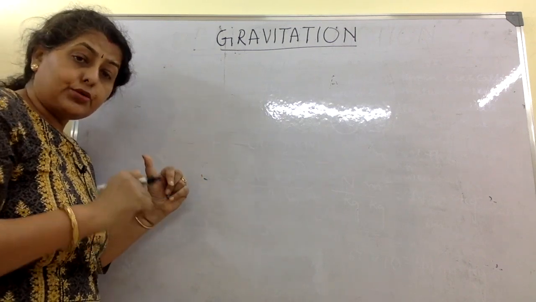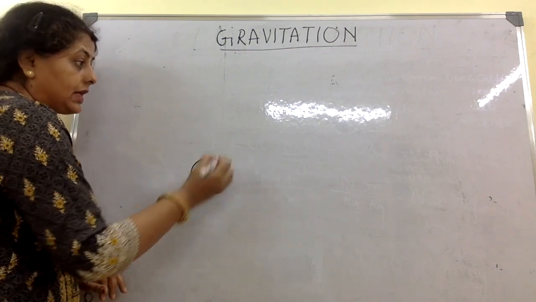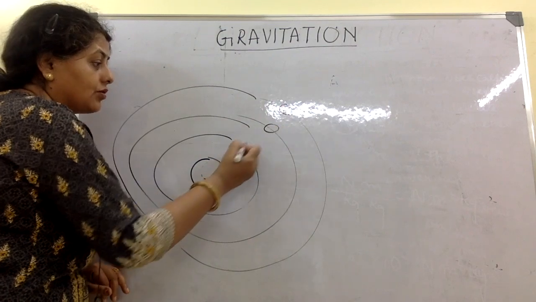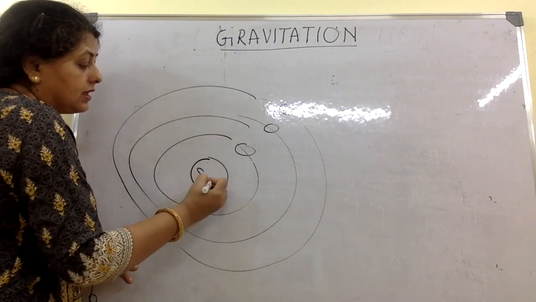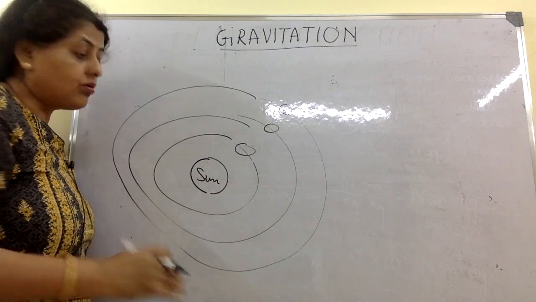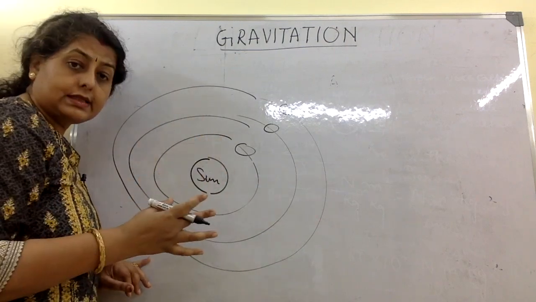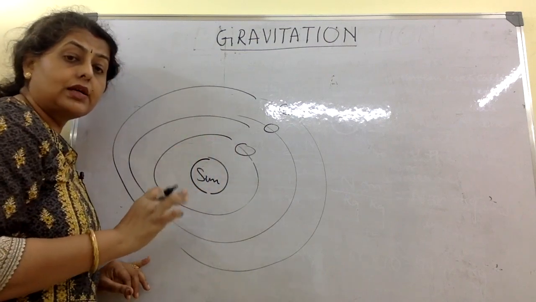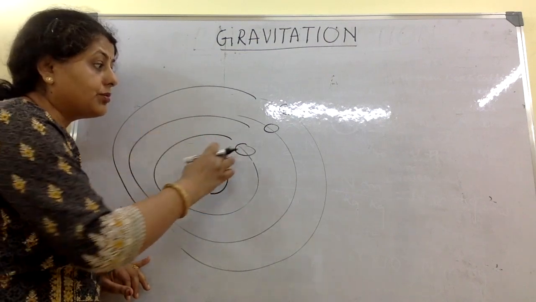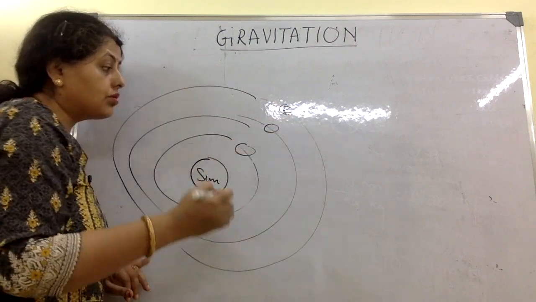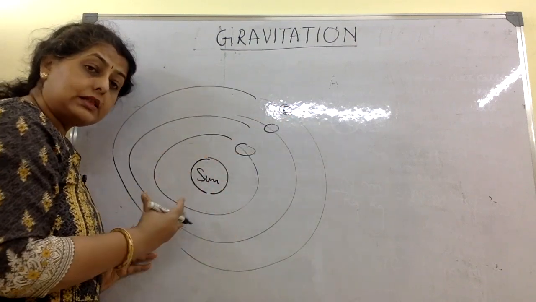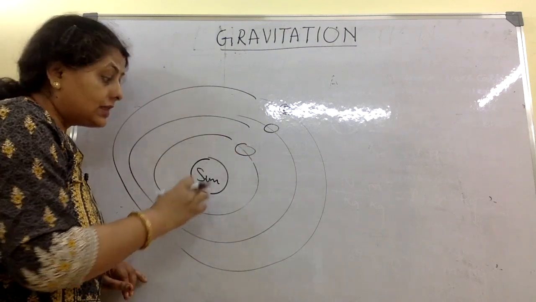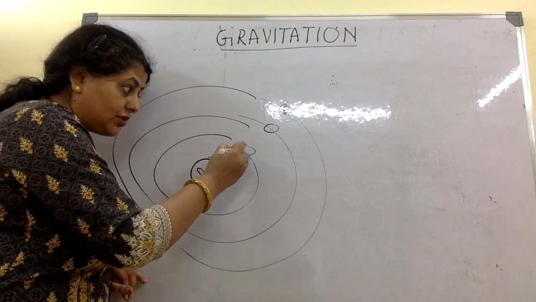A few examples. We have the sun, and then we have the entire solar system, with so many planets. All the planets are moving around the sun. The reason is again gravity. The sun has mass, the planets also have mass. That's the reason for Mercury, Venus, Earth. We are here. Why are these planets moving in circular orbits? Because there is a gravitational force acting between them.